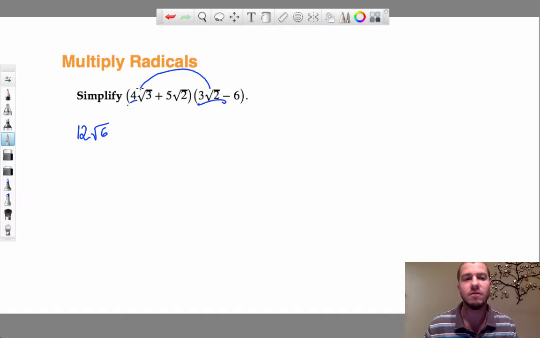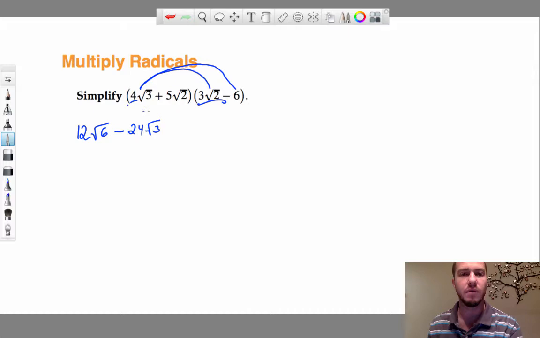And then I have to do 4 square root of 3 times negative 6. Well, because that's not inside the radical, I'm going to multiply it with the 4. And so that becomes negative 24, and there's no other radical, so it just stays square root of 3. And then 5 square root of 2 times 3 square root of 2, that becomes positive 15 square root of 4. And 5 square root of 2 times negative 6 is negative 30 square root of 2.